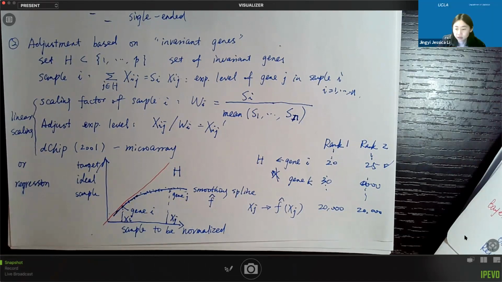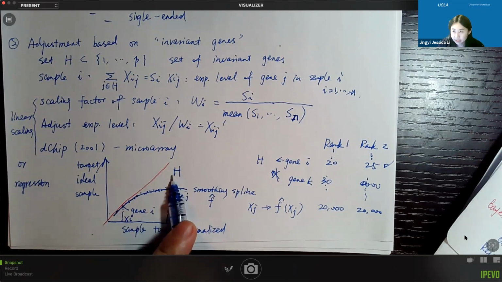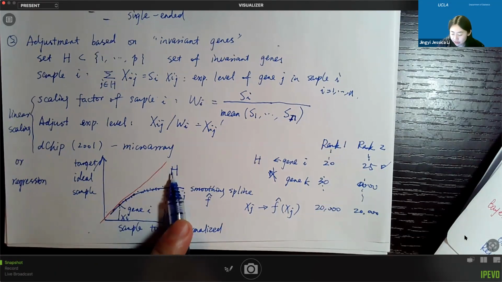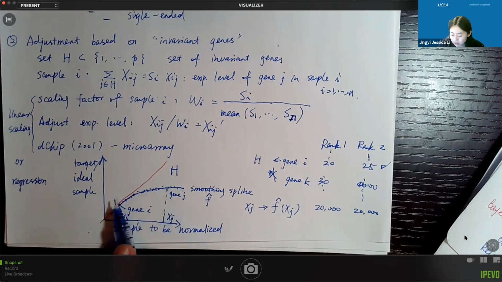Right. So I think the reasoning is that we can only do this correction based on the set H, because genes in set H are believed to have the same expression value between the two samples. Other genes may not. If every gene has the same expression in two samples, it doesn't make sense to do differential expression analysis at all.